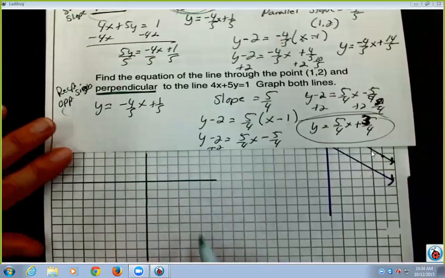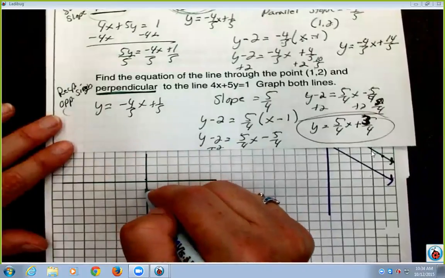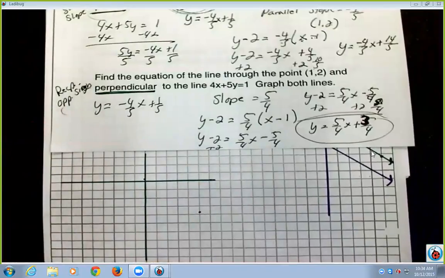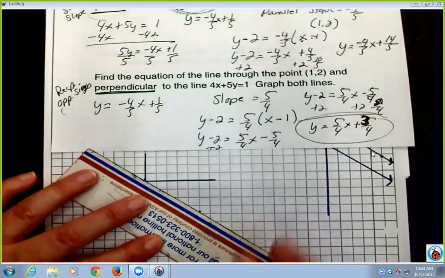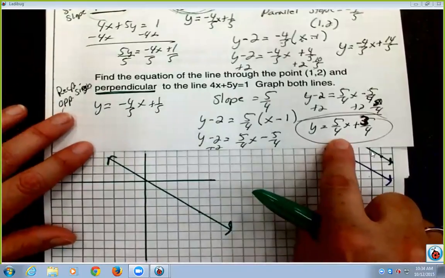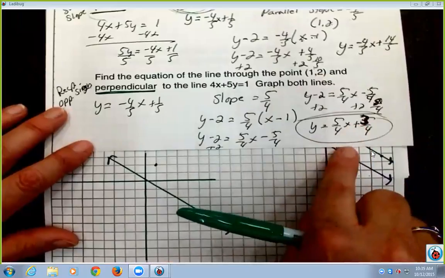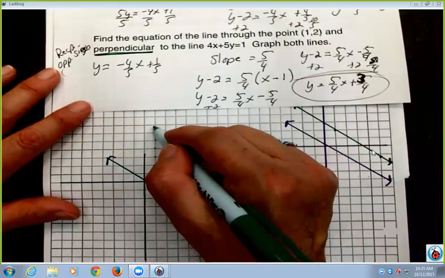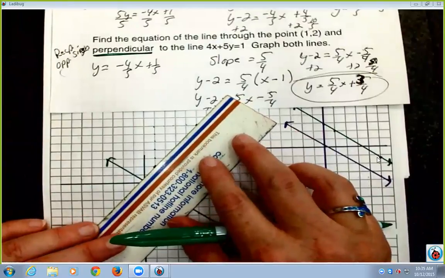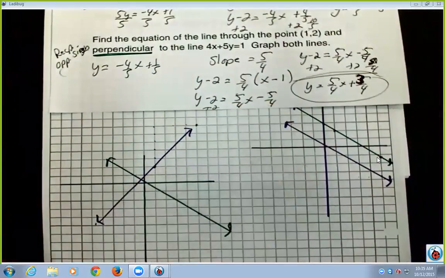Okay. So if I graph the first one, I'm at 1/5. I go down 4 and over 5. Connect the 2. And then if I graph the second one, I am through the point 1, 2, up 2. My slope now says to go up 5, 1, 2, 3, 4, 5, and over 4. And if I connect these two, I will have 2 perpendicular lines.